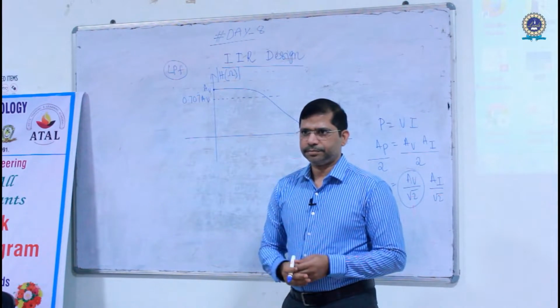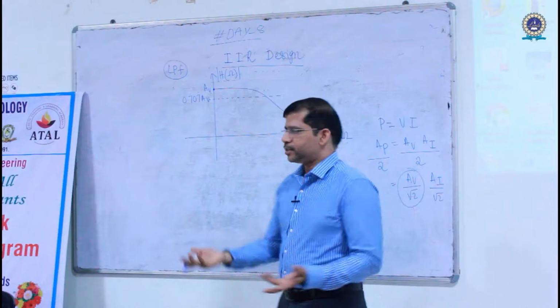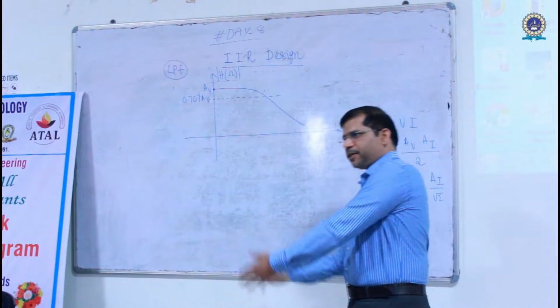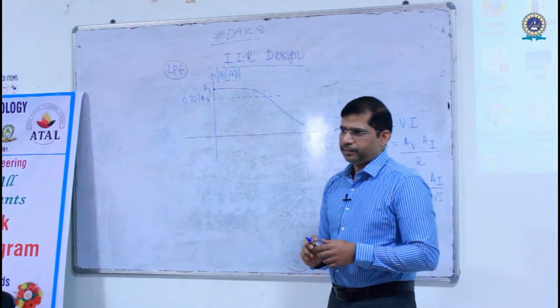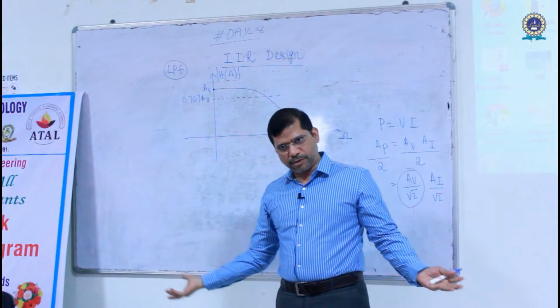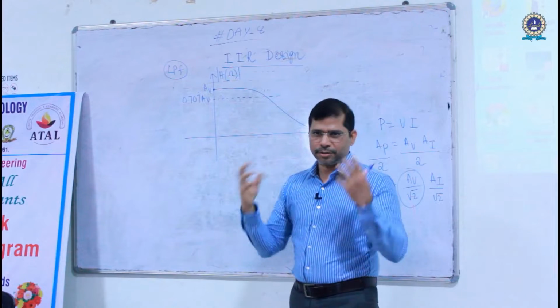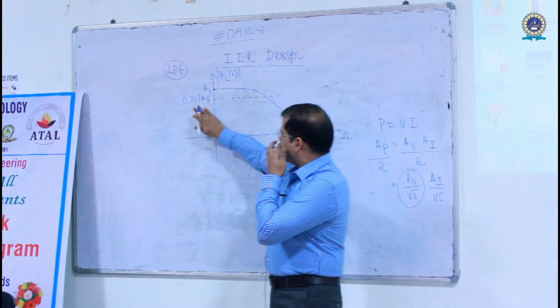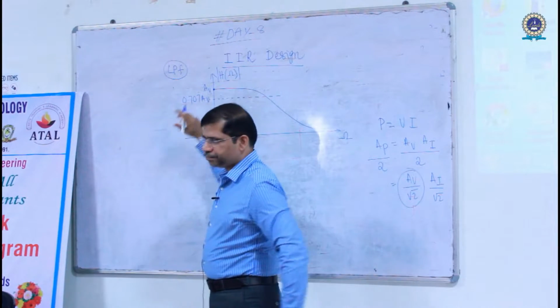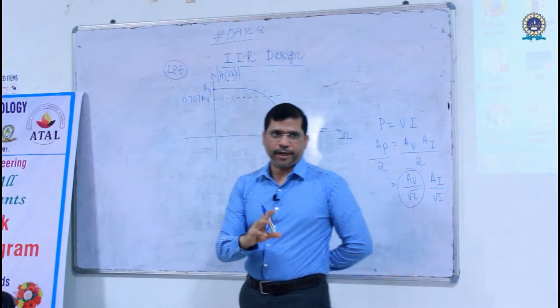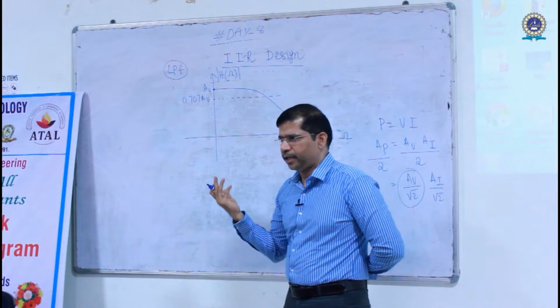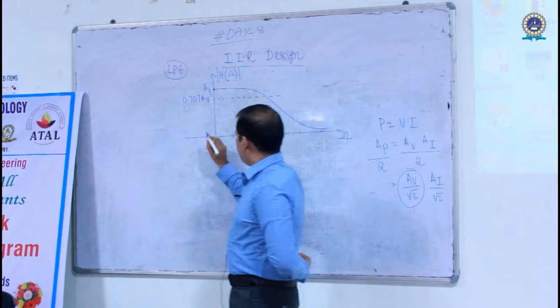Is it not? Then what is the meaning of the specifications that I am going to write down here? That means everybody in this world is expecting only one type of filter, which is not good to think. So this particular 0.707 can be varied. It can be 0.8 or 0.95 or 0.99. It is my wish. Right.